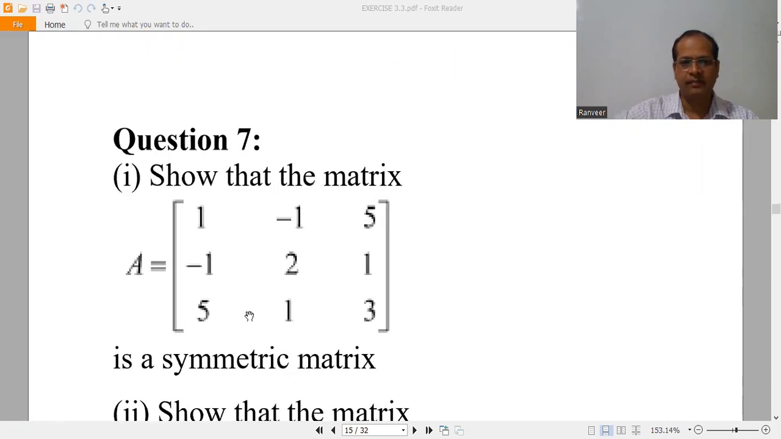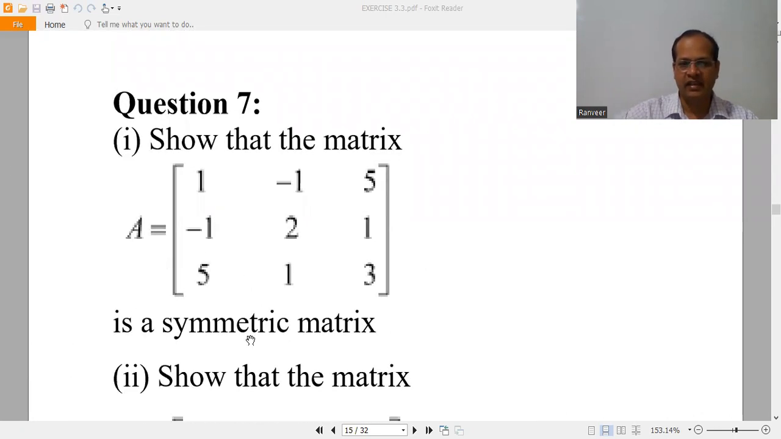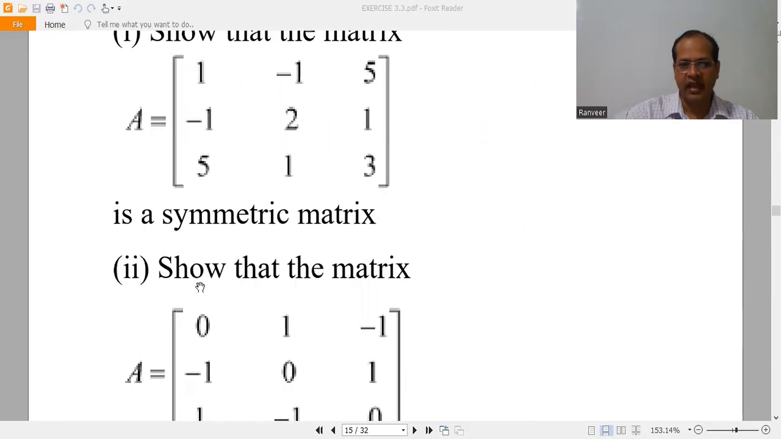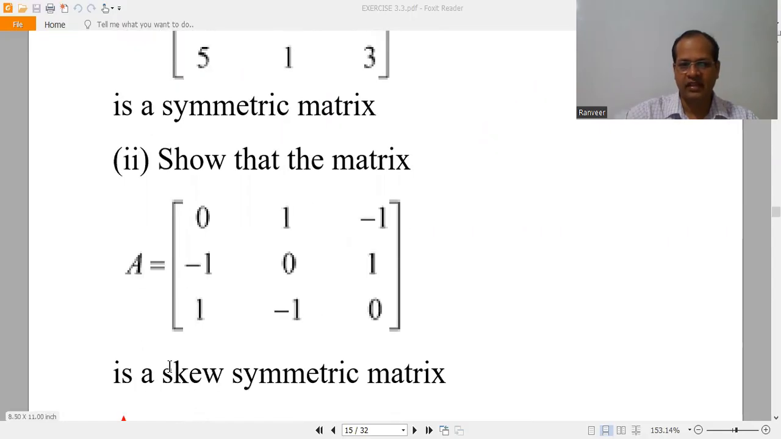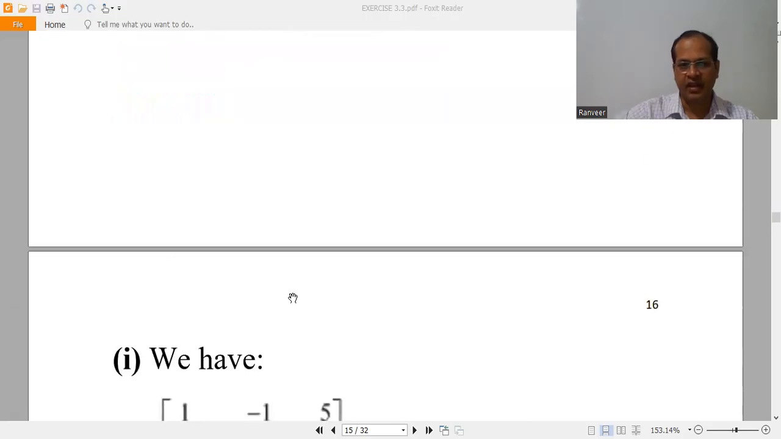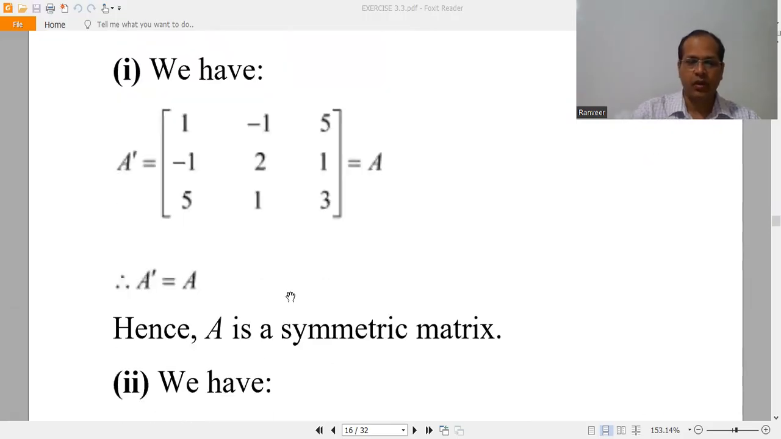Question number 7. Show that matrix A is a symmetric matrix, and second, that the matrix A is a skew symmetric matrix. For the symmetric matrix, if the transpose is equal to the given matrix, then this is called a symmetric matrix. Whenever any matrix is given and after transposing, we get the same result, this is called a symmetric matrix.